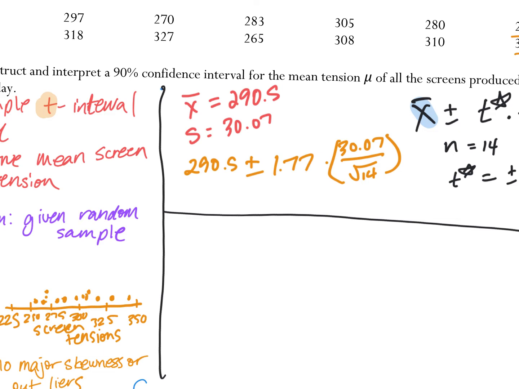Everybody good? Hey, what do we get? Can someone do the minus and someone do the plus? You did the minus, Nina? 276.28. Okay, to 304.72. Nice.